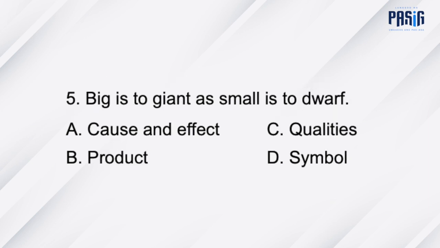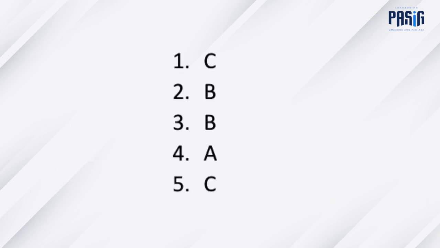Number 5. Big is to giant, as small is to dwarf. What is the relationship of this pair? Is it letter A, cause and effect, letter B, product, letter C, quality, or letter D, symbol? Here's the answer to your post-test. Number 1 is letter C, function, because a knife is used to cut, as ruler is used to measure. Therefore, letter C is correct.